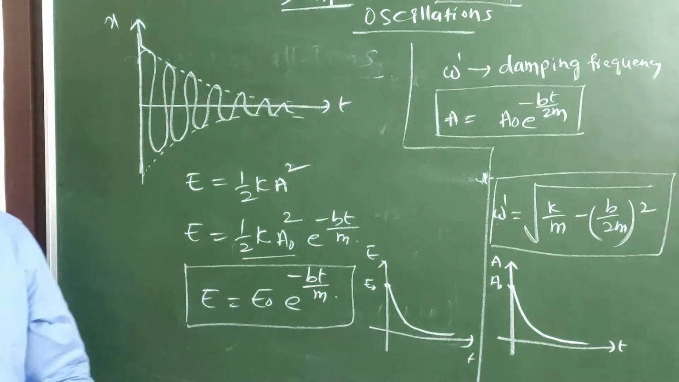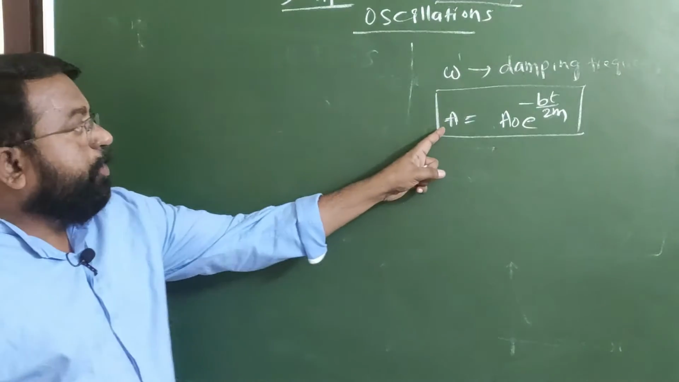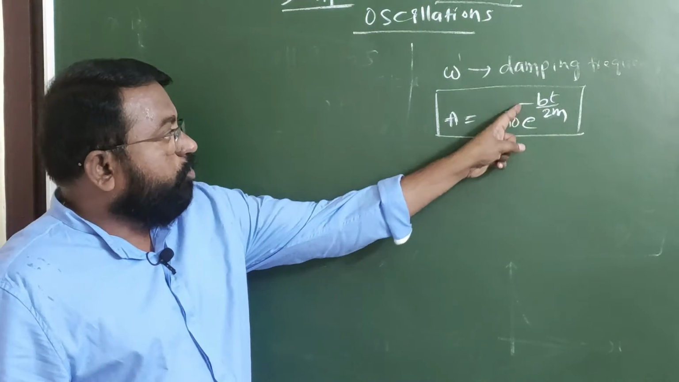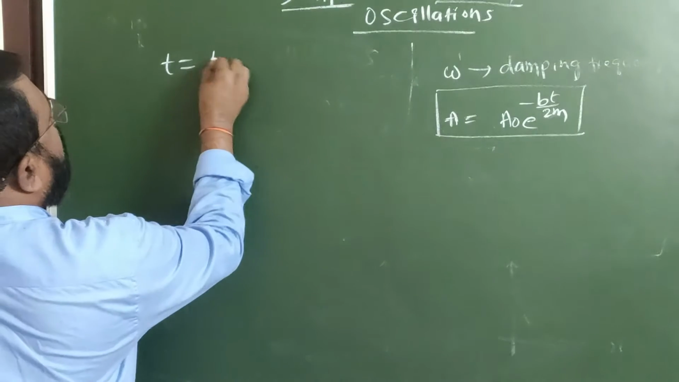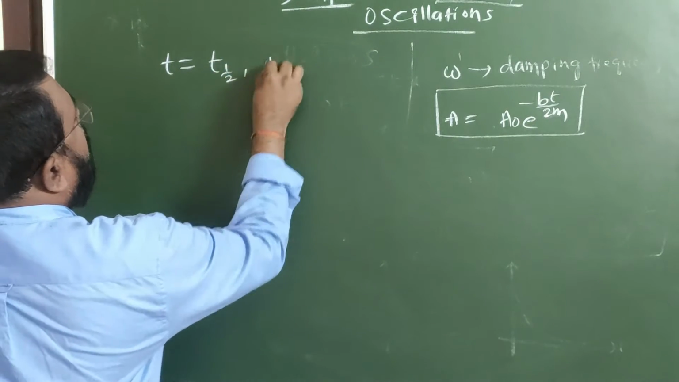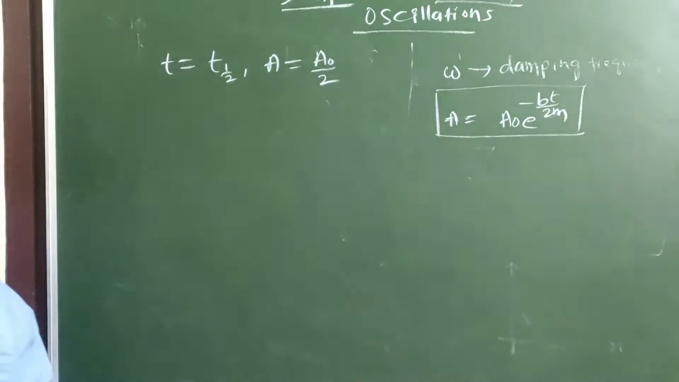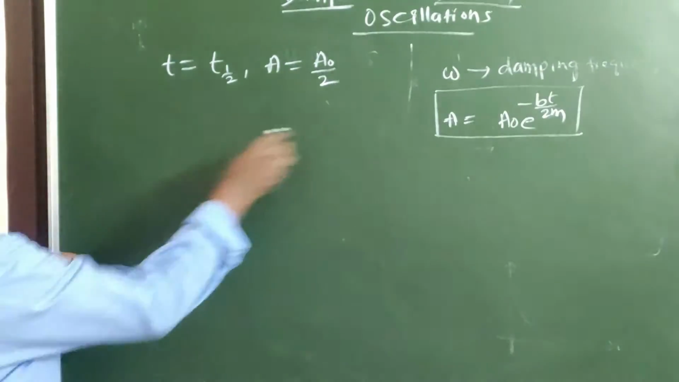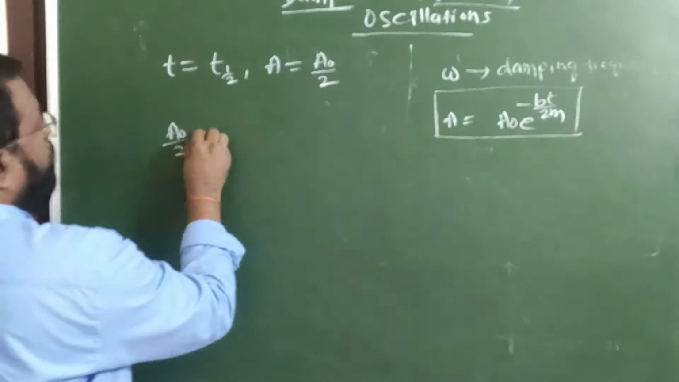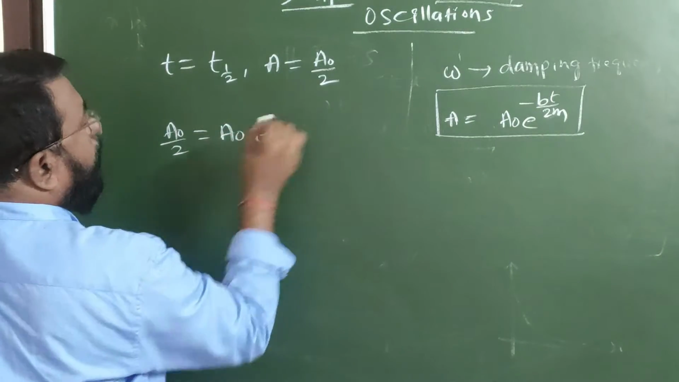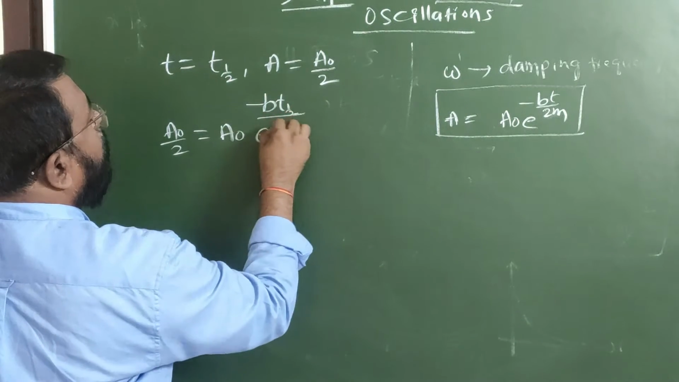This is about damped oscillations. The amplitude A is equal to A naught into e to the power of minus bt by 2m. For example, at a time t equal to t half, the amplitude becomes half of the initial amplitude. Then what is t half here? See here, the amplitude is A naught by 2, that becomes A naught into e to the power of minus b, t means t half, by 2m.